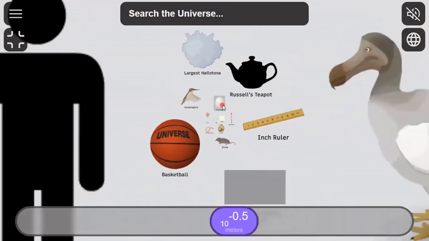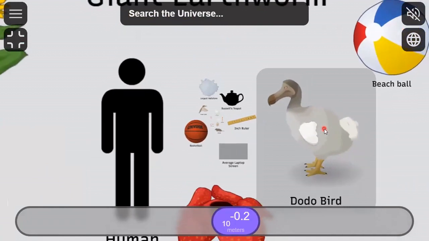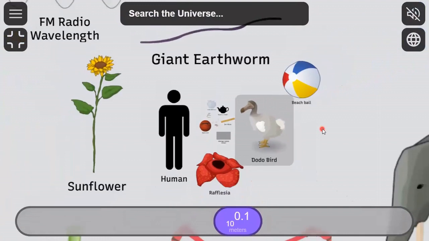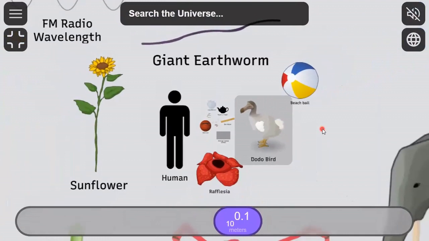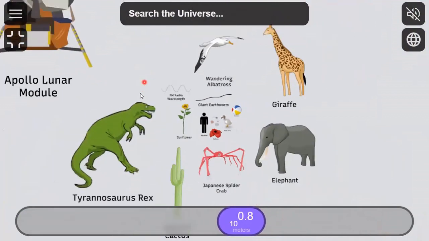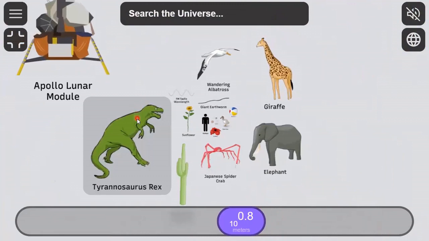Russell teapot and dodo bird. I think there is no such species anymore. They are totally extinct. They totally disappeared. So the dodo bird, I think, was just after the time of the dinosaurs. FM radio wavelength. Look at this, another radiation, another type, part of the spectrum. And Apollo lunar module.